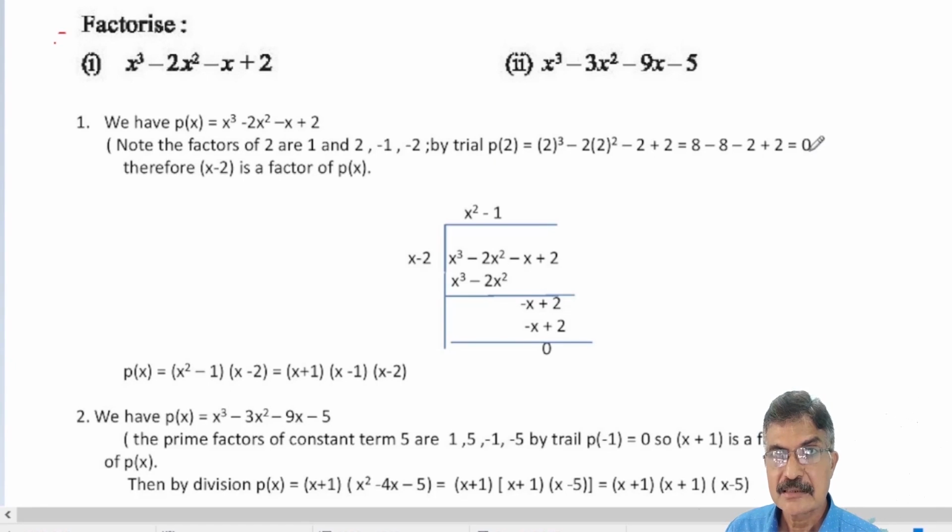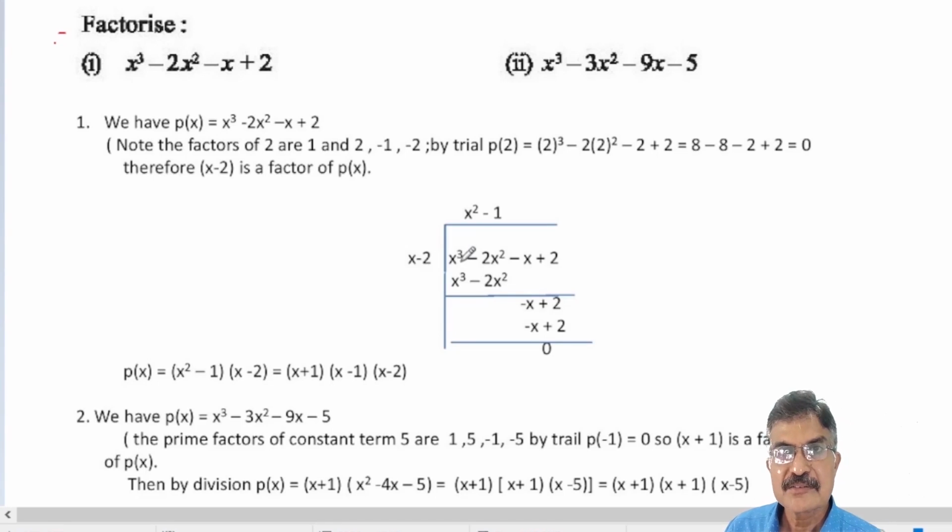Sometimes you may take it as 1. Then the answer will not be 0. Then you will take p(2). So here I take p(2). Answer is 0. Then x minus 2 is a factor of p(x). That we have studied in the earlier section. If p(2) is 0, x minus 2 is a factor. That is why, if we divide p(x) with x minus 2, the remainder is 0. That's the meaning of p(2) is 0. So you will get one factor for this expression.